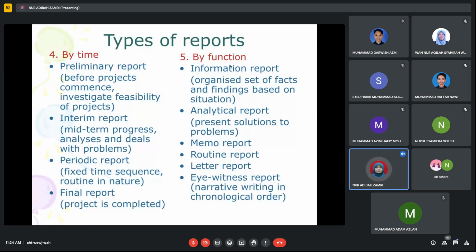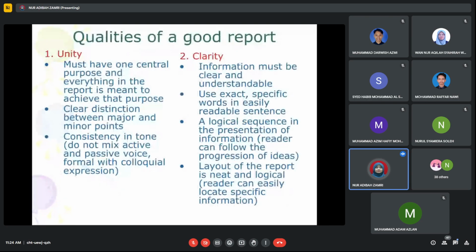And then by function, it can be an information report, analytical report, memo, routine, letter, eyewitness report, and so on. Yours is which one? Information or analytical report? What do you think? Come on, think about it, and then let me know later.